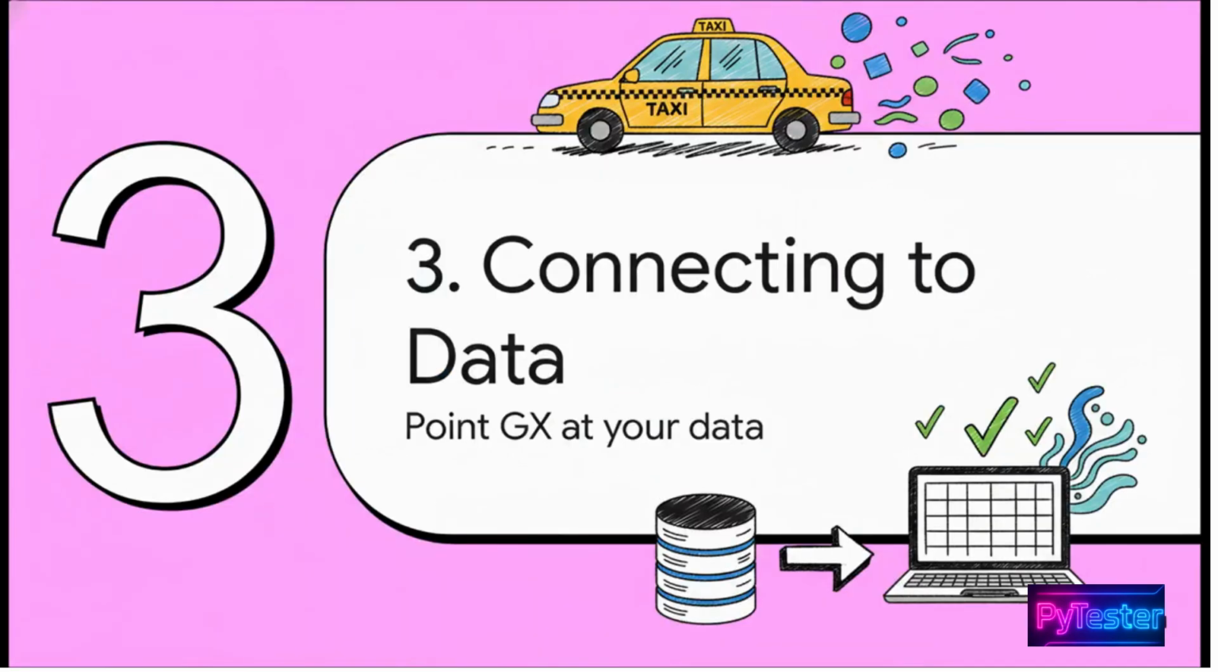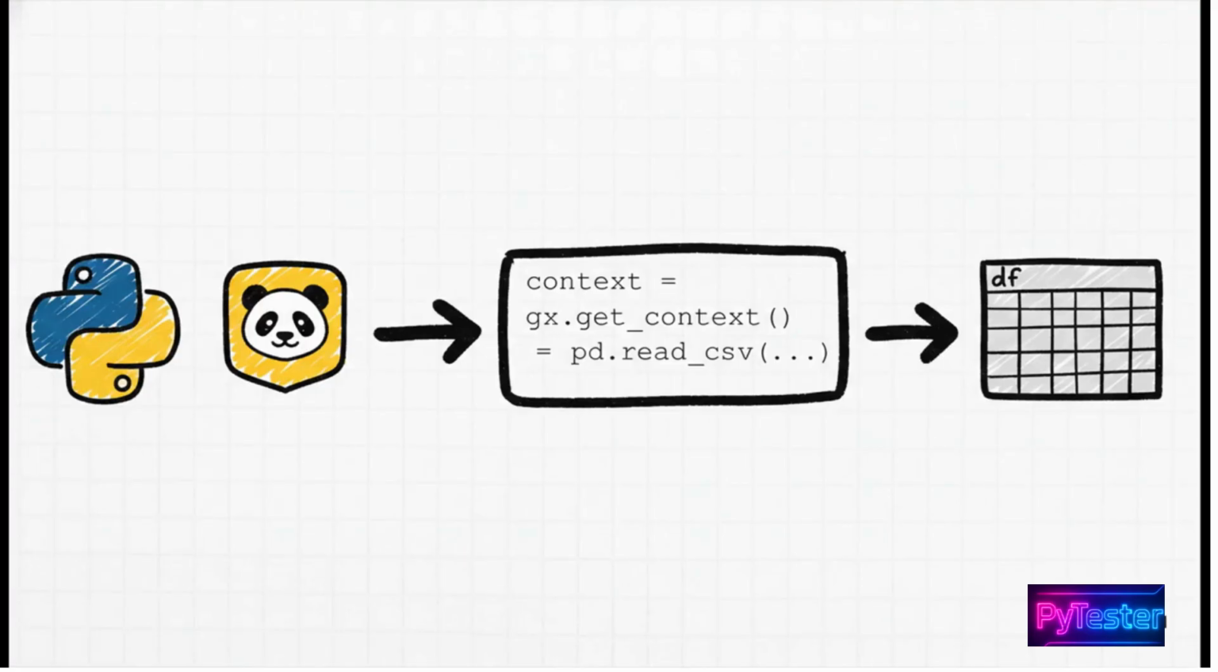Okay, now for the really fun part, connecting to some actual data. To make this feel real, we're going to use a sample of New York City taxi data that we'll load right into a pandas data frame. This code should look pretty familiar to anybody who's worked with data in Python. We're just importing our libraries, then we initialize our project headquarters with gx.get_context. And since we didn't give it any special configuration, we get that simple, in-memory, ephemeral context. And finally, we just use pandas to read our sample CSV into a data frame.